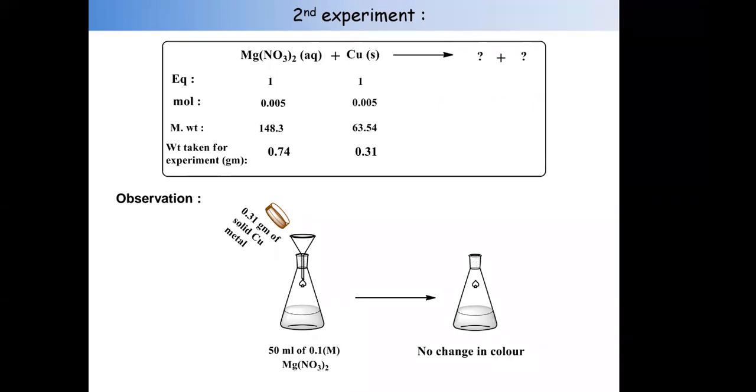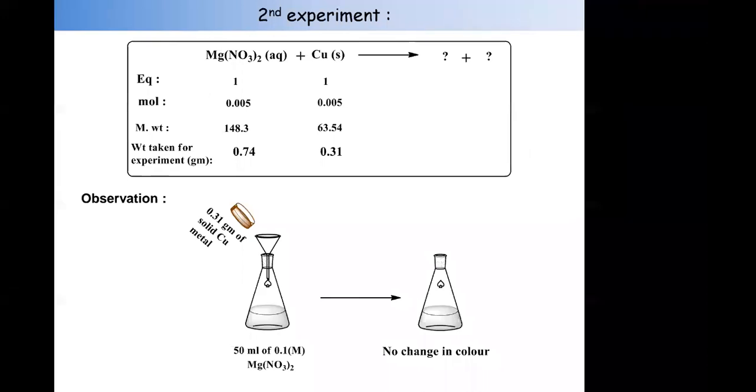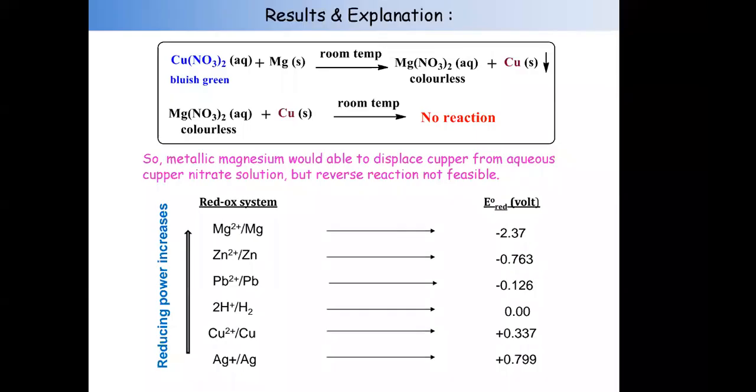Now we shall explain both reactions. Here is the summary of these two reactions. In the first reaction, we have seen color change from bluish green to colorless. It is because of the metal displacement reaction. Magnesium, being a stronger reducing agent, is quite capable of displacing copper 2 plus from aqueous ionic form into elemental copper.